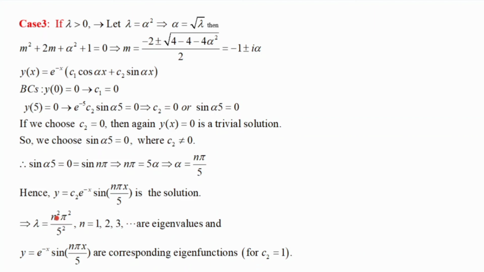This is our eigenvalue, because lambda equals alpha square. These eigenvalues are valid only when n is not equal to 0. n can be any other number. So when you choose C2 equal to 1, we can say this is our eigenfunction.